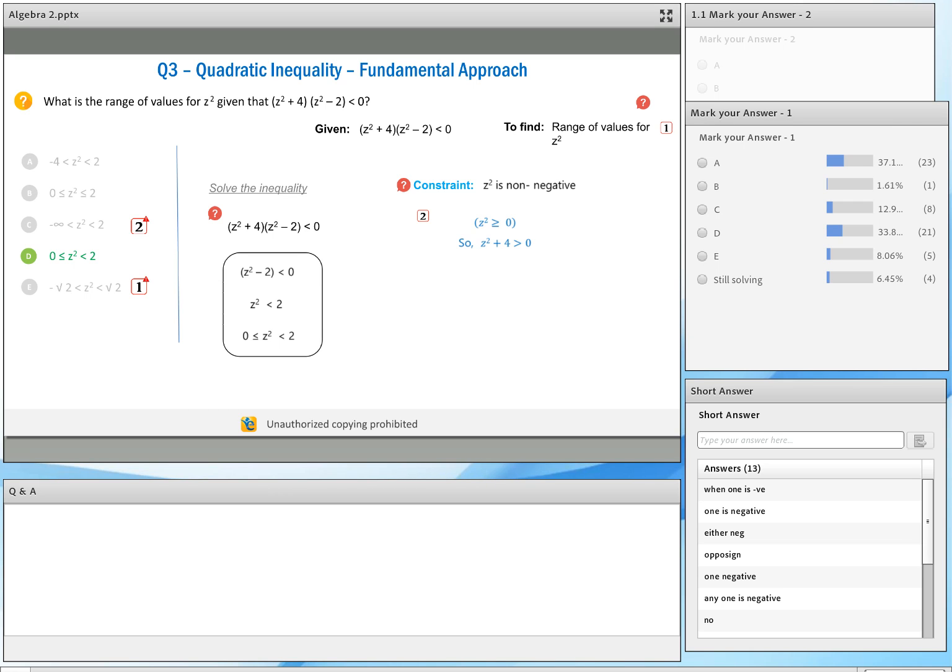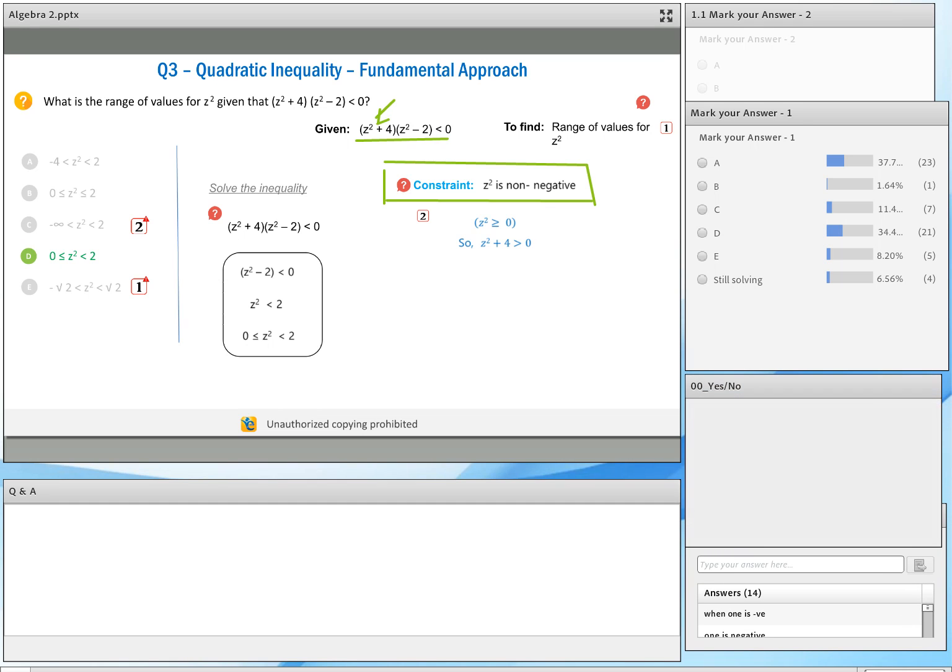Now for those of you who selected choice A, 23 people who selected choice A, you simply looked at this inequality and you didn't consider the conceptual constraint that z square puts on the solution. You simply took z square plus 4, z square minus 2, so basically minus 4 is less than z square is less than 2. You didn't apply the conceptual constraint that z square is a non-negative number.